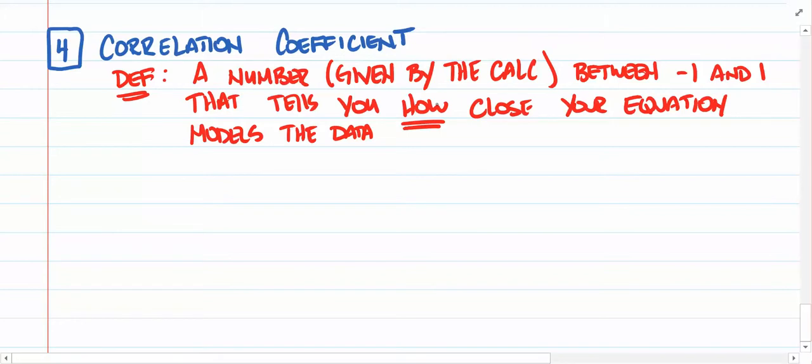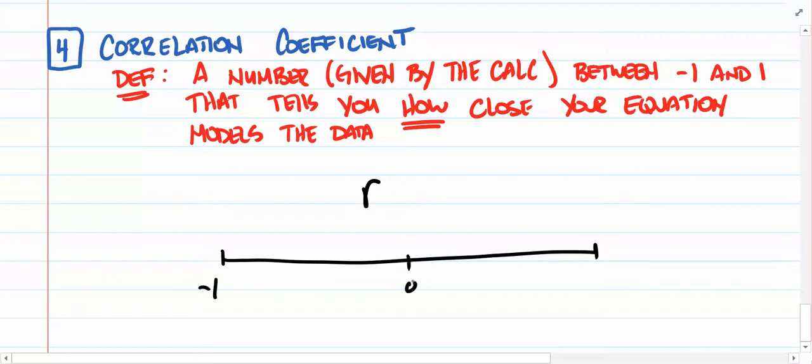So the traditional variable that they use is this variable r, and it stands for the correlation coefficient. And here's the deal: it's between -1 and 1. So I'll put a little scale on here to teach the idea. If your r value is closer to -1, that means that you have a strong negative correlation.